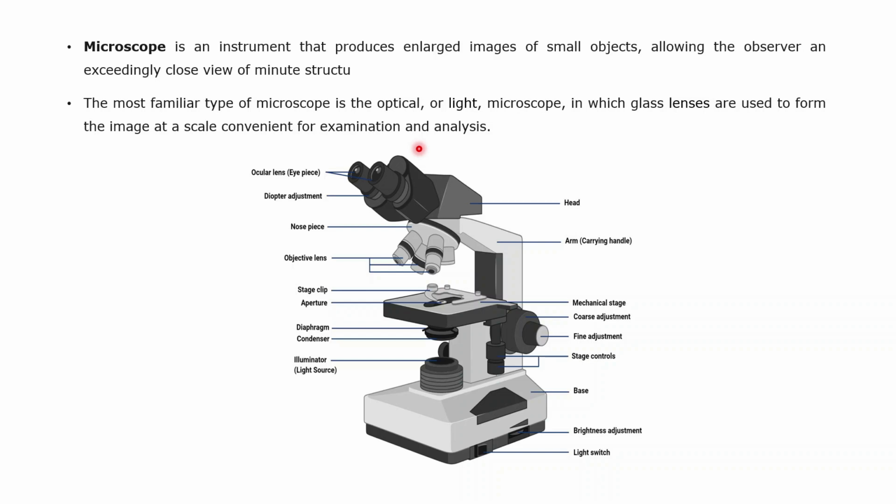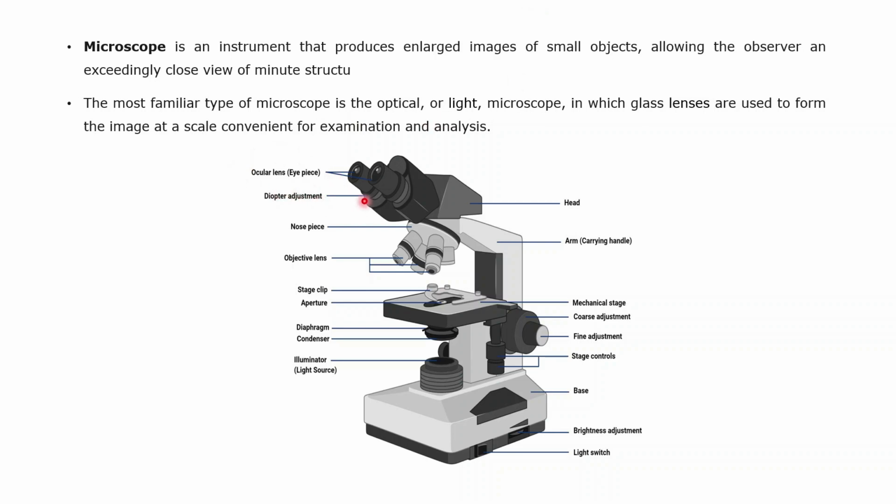If you look at this, I am just giving a diagram of what a microscope holds. There's an ocular lens or an eyepiece. This is the region where you put your eyes and look into the microscope, and the sample is kept there. That's why it's called the eyepiece. And there is a diopter adjustment there.